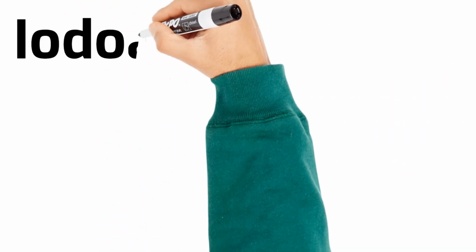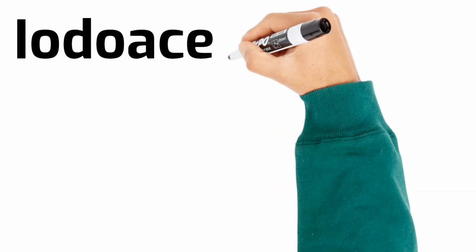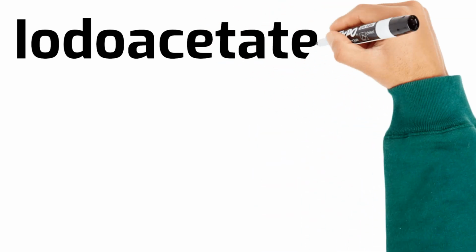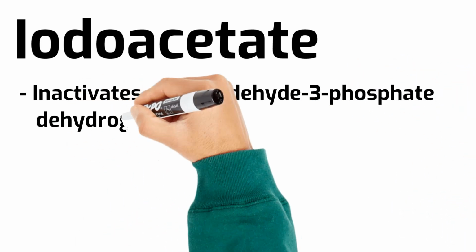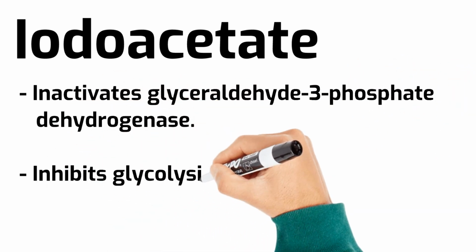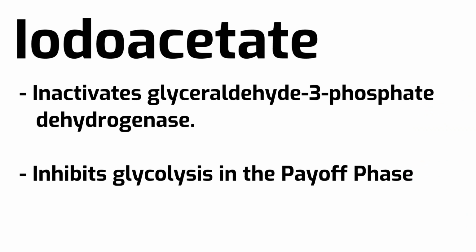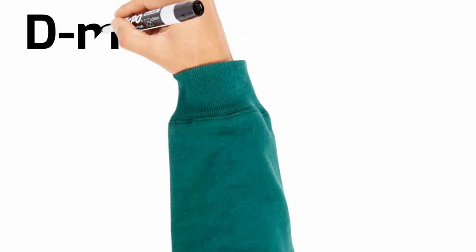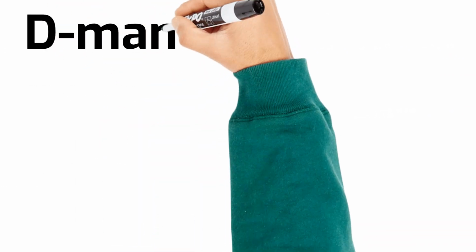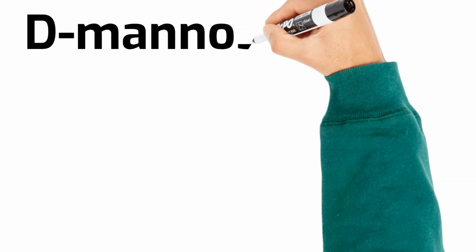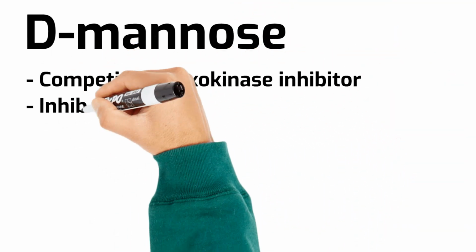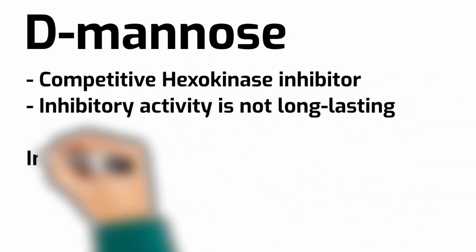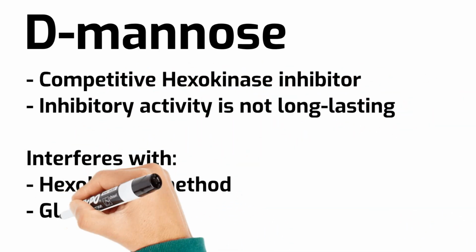Iodoacetate inactivates glyceraldehyde 3-phosphate dehydrogenase. It inhibits glycolysis in the payoff phase, which means that glucose will still be consumed in the preparatory phase. D-mannose is a competitive hexokinase inhibitor. However, the inhibitory activity does not last very long. It also interferes with glucose oxidase and hexokinase analytical methods.